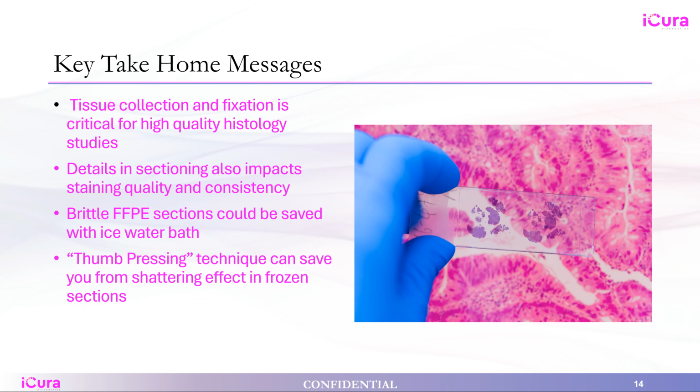Okay, hopefully those few tips and tricks could be helpful to you. And let's summarize the key take-home messages. Tissue collection and fixation is critical for high-quality histology studies. Details in sectioning also impact staining quality and consistency. Brittle FFPE sections could be saved with an ice water bath. And this thumb pressing technique can save you from shattering artifacts in frozen sections.